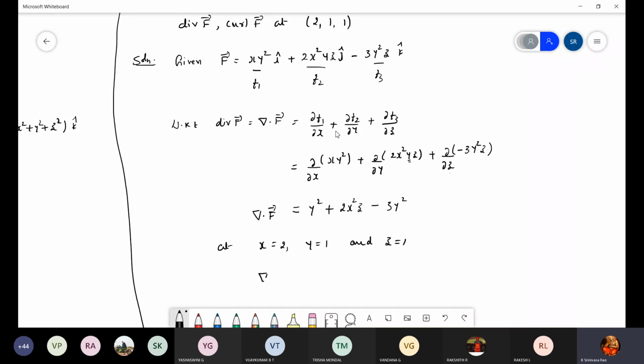What is div f? Anyone? It is 1 square plus 2 into 4 into 1 minus 3 into 1. What is the answer? 6. Div f equal to 6. Now curl f.